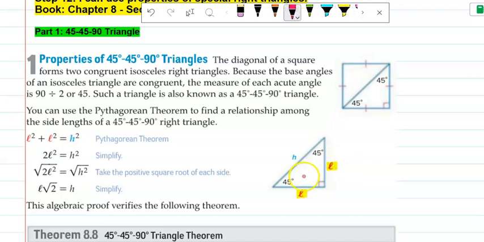Notice they are opposite the 45-degree angles, right? They're congruent. And then we have this third side. Notice we see it as H. The reason it's called H is because that is our hypotenuse, right? If we have a right triangle, we always have a hypotenuse, always the longest side, always opposite that right angle.